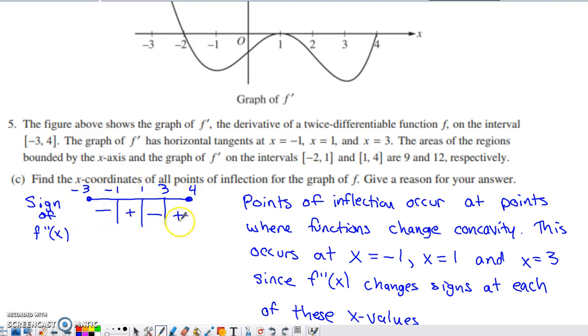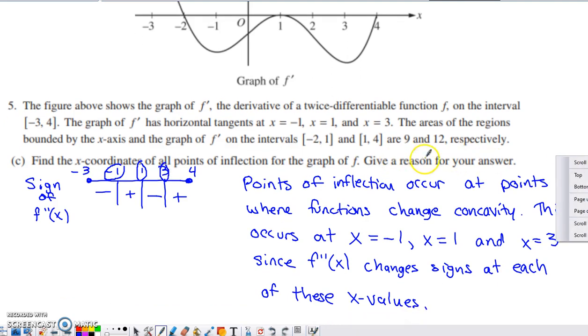Here's our sign chart for f double prime from back in part B. We go from concave down to concave up to concave down to concave up. The changes in concavity happen at this x, and at this x. And then I just made sure that I had my reasoning in a verbal statement there. So I basically just concluded with what I just said verbally and rattled off those three x values.